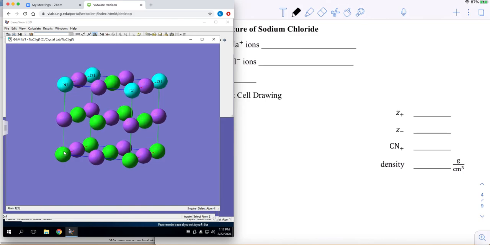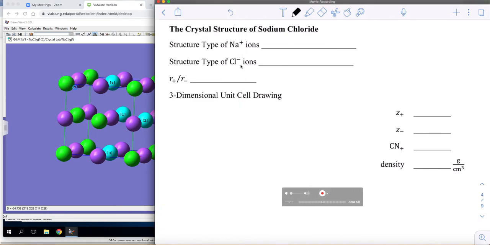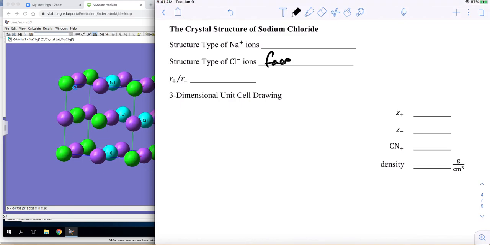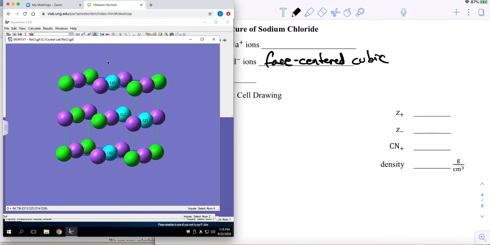Kind of looks like I do have the corners of all the cube. So I have a cubic structure. And I also have green spheres that, if I'm looking at it, look like they're on all 6 faces of this cube. And so my description for the chloride ions would then be face-centered cubic. So I have a face-centered cubic structure for my chloride ions.